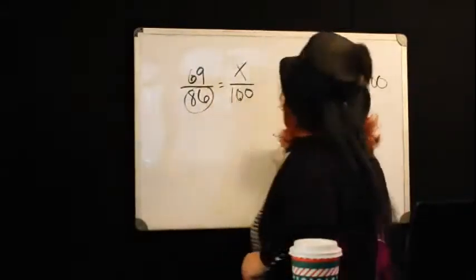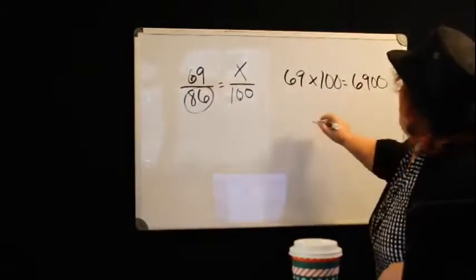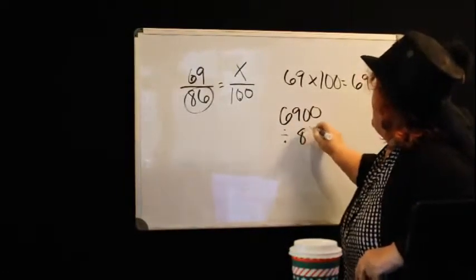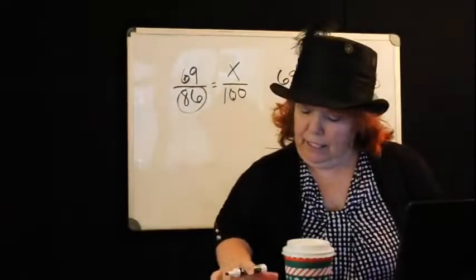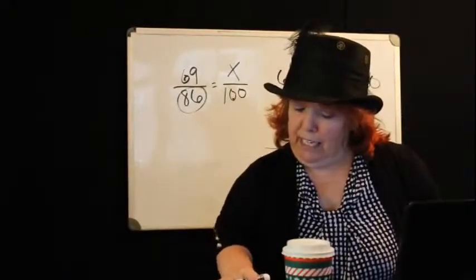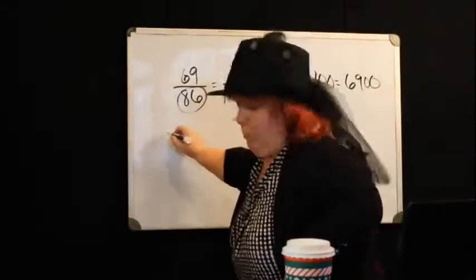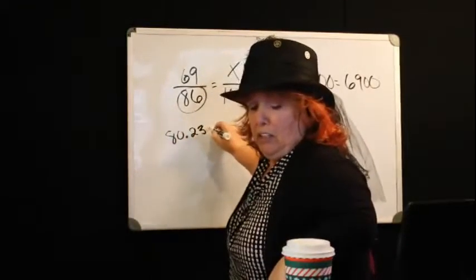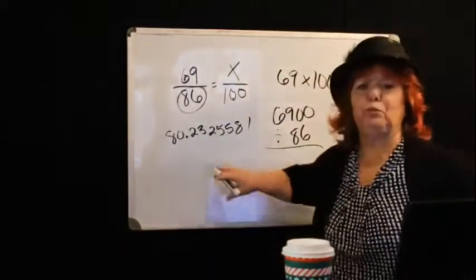Okay? So we're going to divide by 86. So the 6,900 divided by 86, and that gives us a number that looks like this: 80.2325581. Now, of course, we don't want to use this long number.